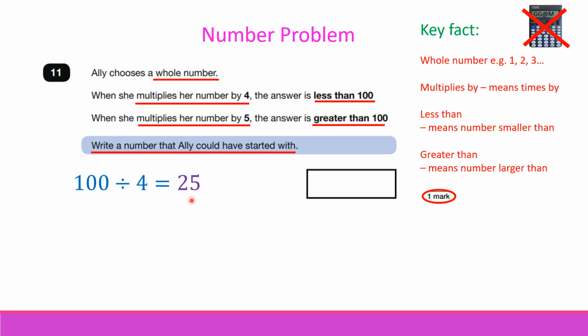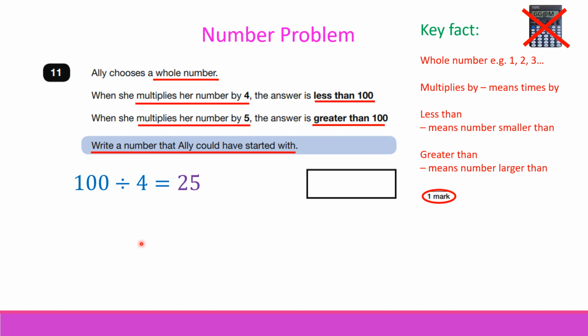Next, we've got to multiply a number and the answer's got to be bigger than 100. Now obviously, if I started with the number 25, I multiplied it by 4, the answer is 100, so it's not less than 100. If I multiply it by 5, it's obviously going to be bigger than 100. So 25 is not the number they're looking for because it gives you the answer of 100, not less than 100. So I'm going to pick a number smaller than 25.